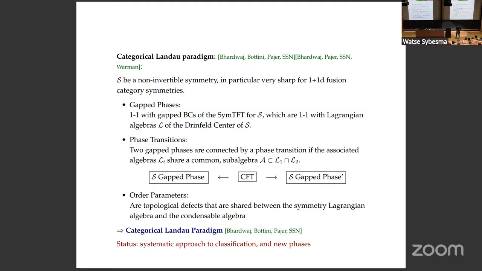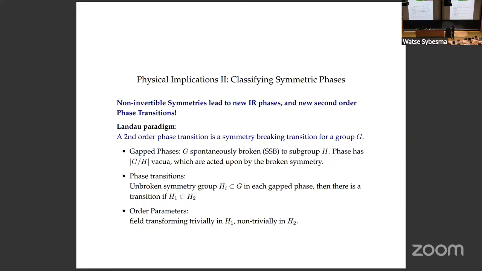So this is generalizing, there's a subgroup of a group, and that's sort of the unbroken subgroup. And then the phase transitions are basically, you have two of these algebras. If they intersect and there's a consistent algebra, then there can be a phase transition between these two things. And that generalizes this statement that one group is a subgroup of the other. And the order parameters also come from particular types of topological defects in the system. So it's extremely clear, parallel to the system that we have for groups, but now for categories.